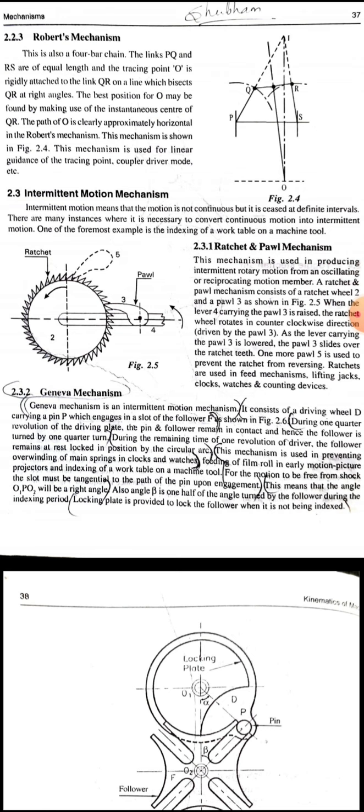As the lever carrying the pawl 3 is lowered, the pawl slides onto the ratchet teeth. One more pawl 5 is used to prevent the ratchet from reversing. Ratchets are used in feed mechanisms, lifting jacks, clocks, watches, and counting devices.